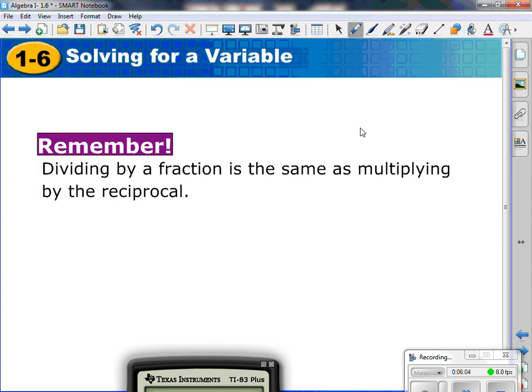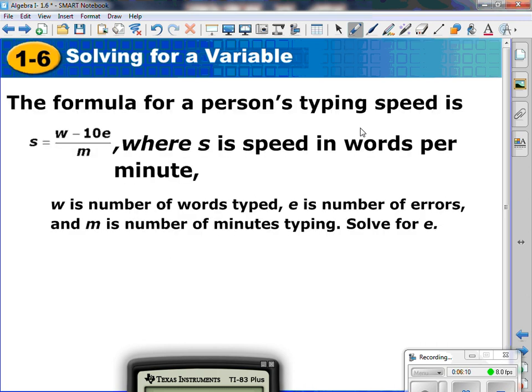You have to always remember that if you have a fraction, we don't divide by fractions, we multiply by the reciprocals. Here's this one. There is a formula for finding someone's typing speed. Speed in words per minute is the words minus 10e over m. E is the number of errors, and m is the number of minutes typing. I want you to try to solve for e.